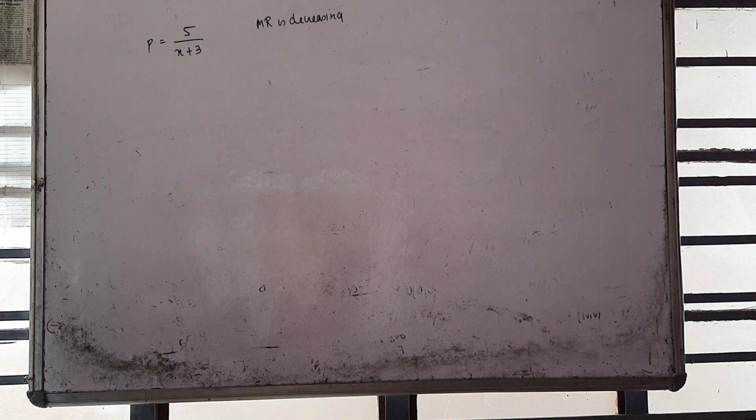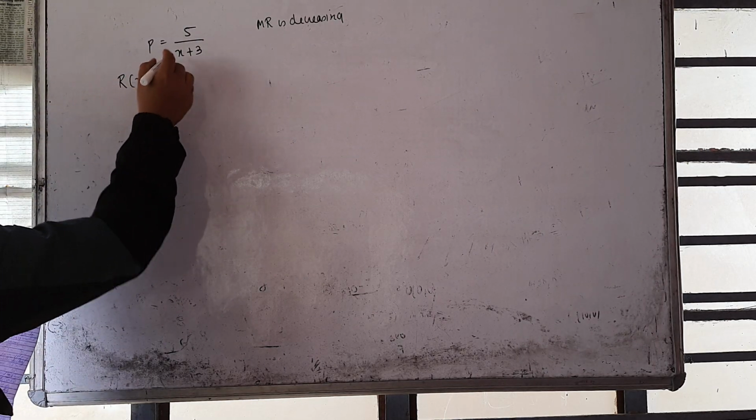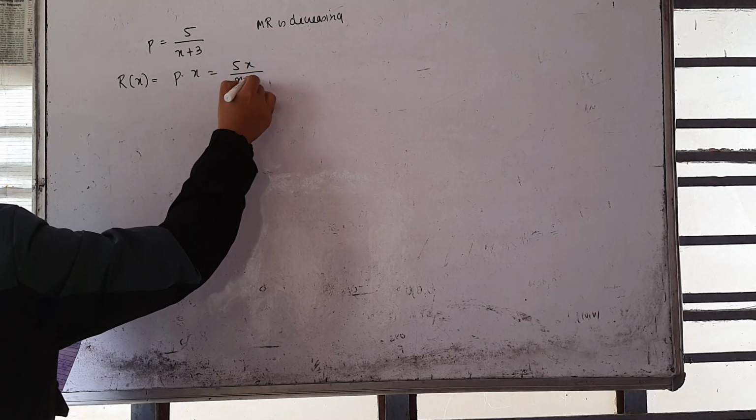But this is P. I have to find marginal revenue, isn't it? First we find out Rx. Come on, help me out. What is Rx, guys? P into x. So it's going to be what? 5x divided by x plus 3.